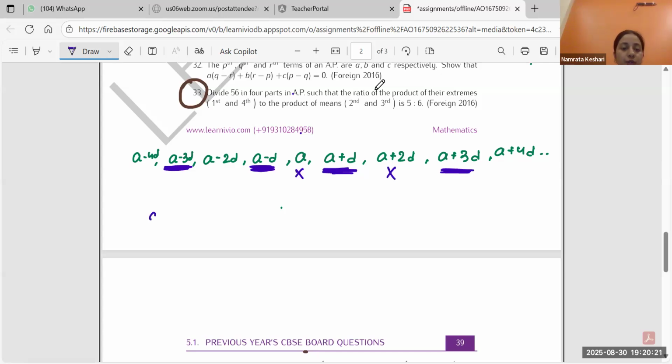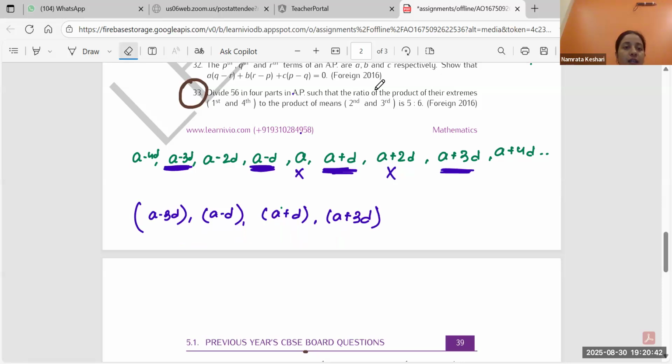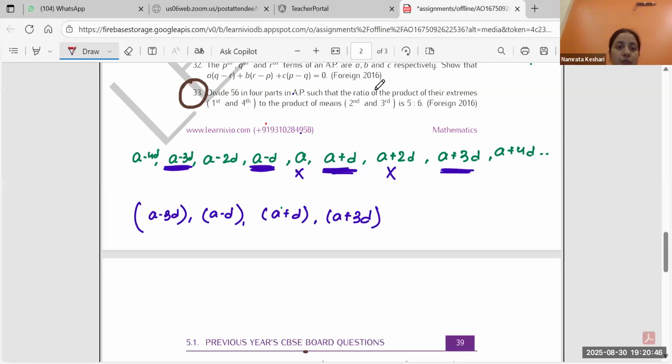The four terms of the AP are A minus 3D, A minus D, A plus D, and A plus 3D. If you are thinking that this is not in AP, then please check it. The differences are the same. Please check it. The differences are the same. So we are taking these four terms in AP, and the question is why are we taking these four terms?